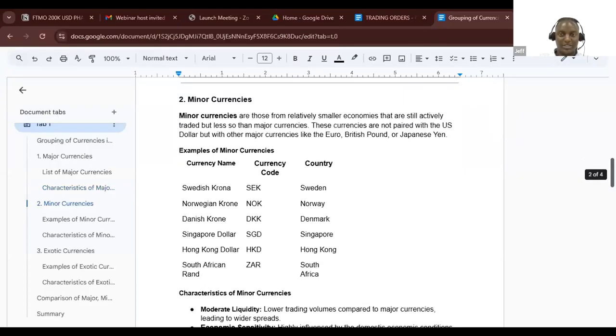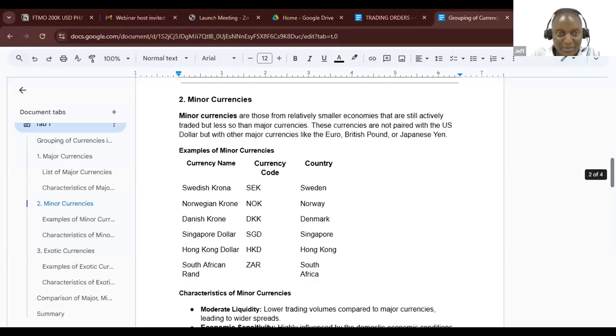Now, the next category. We've talked about major currencies. Now, next we're going into minor currencies. Minor currencies are those from relatively smaller economies that are still actively traded, but less so than the major currencies. These currencies are not paired with the US dollar, but with other major currencies like the euro, the British pound, or the Japanese yen.